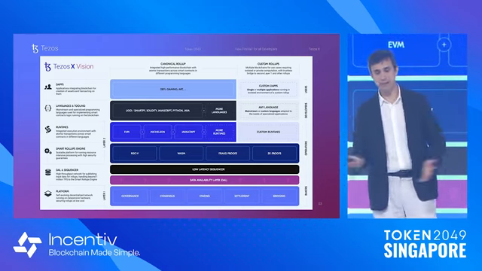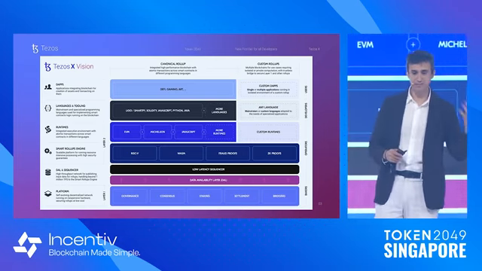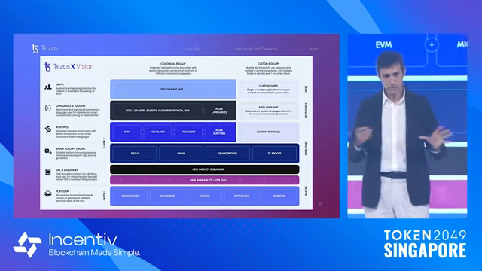And on top of that, what do you build? Great applications in the DeFi space, gaming space, in art. So many possibilities.